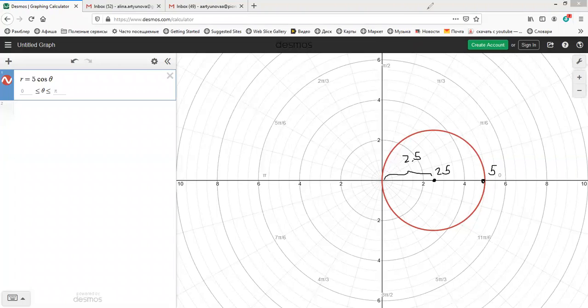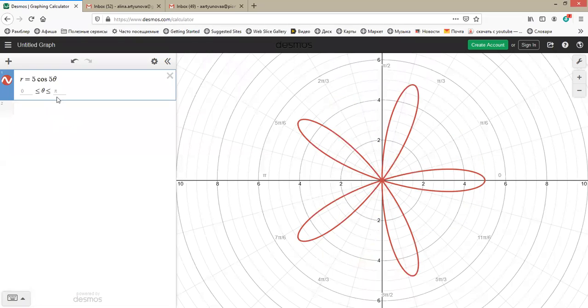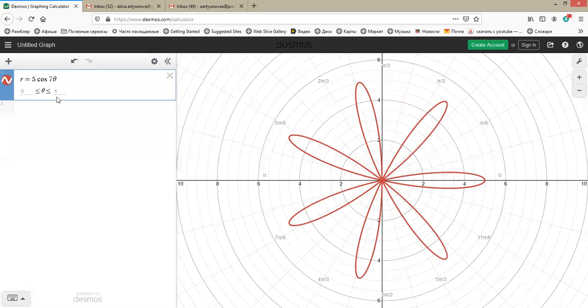Now, how things will change when you make it 5 cosine of 3 theta. It looks like a rose with 3 petals. That's why it's called a rose curve. Make it 5 theta, and there will be 5 petals. Make it 7 theta, there will be 7 petals, and so forth.